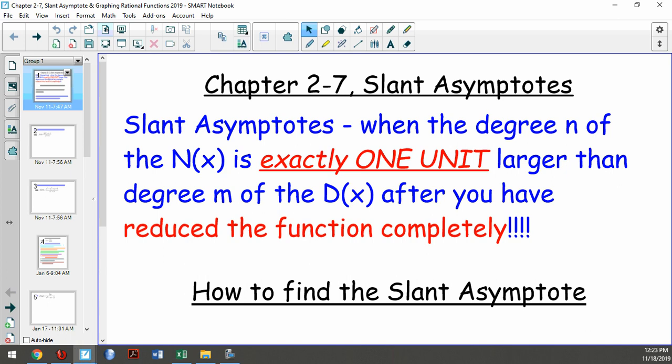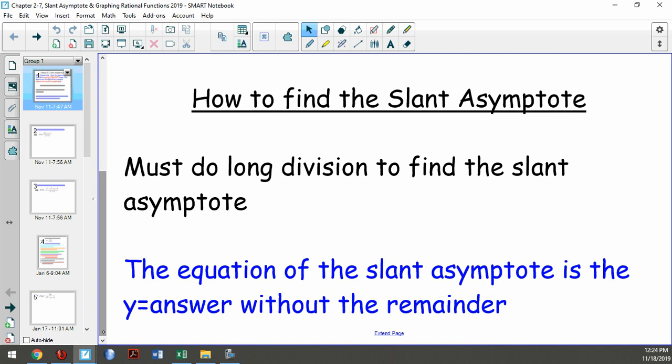A slant asymptote exists when the degree n of the numerator is exactly 1 unit larger than the degree m of the denominator after you have reduced the function completely. Okay? How do you find a slant asymptote? You find a slant asymptote by doing long division, and then the slant asymptote is that without the remainder. So you have no remainder. So it's y is equal to this without a remainder.